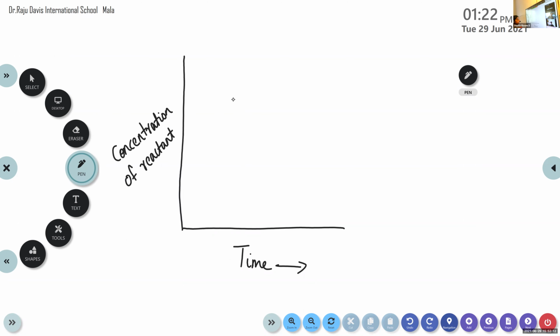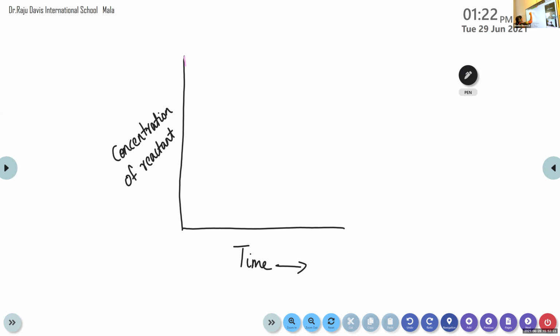So in the case of concentration of reactant, we learned that as the reaction proceeds, this concentration of reactants will decrease, right? So we can draw this graph like this. It will decrease.